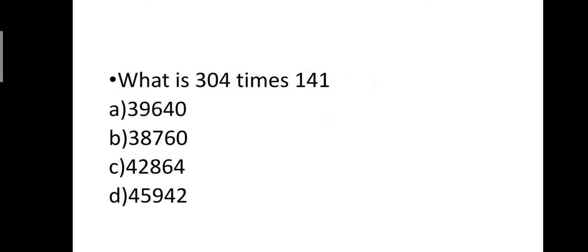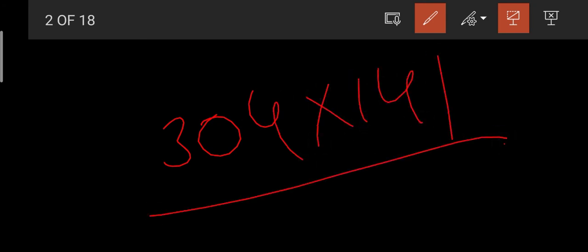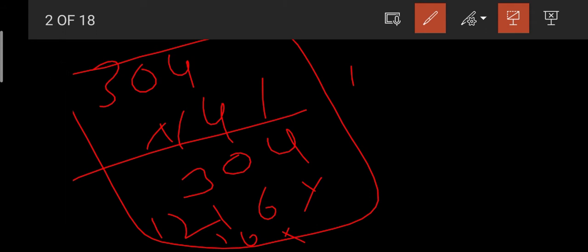This is our first question. What is 304 times 141? Most of the students who may not know may go for 304 into 141. Then they'll be doing 304 into 141, 4 4s are 16, 4 3s are 12, and then also they will be taking 304. But this is a very time taking process, isn't it? When you have no other option, then you should go for this.